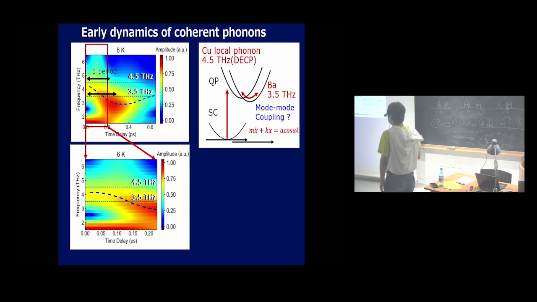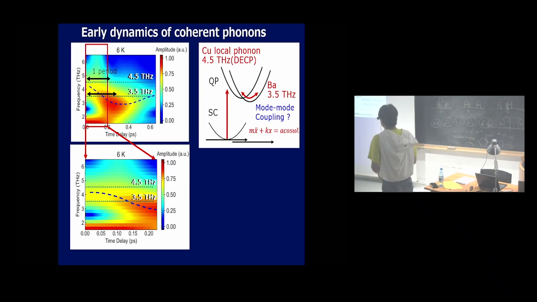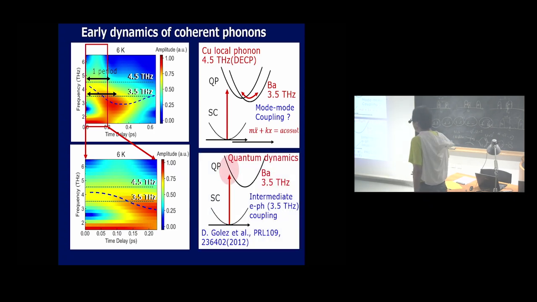So we have two possibilities. One possibility is mode-mode coupling between the 4.5 terahertz and the 3.5 terahertz modes. The 4.5 terahertz mode can be driven by the DECP mechanism. If we have coupling between the 4.5 terahertz and 3.5 terahertz modes, the 3.5 terahertz mode can be driven with a sinusoidal initial phase coherent phonon. That is one scenario. The other one is more complicated.